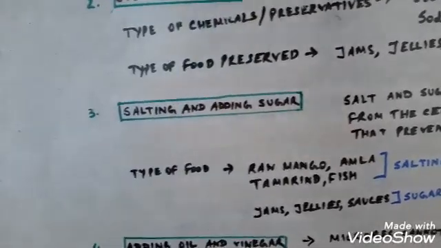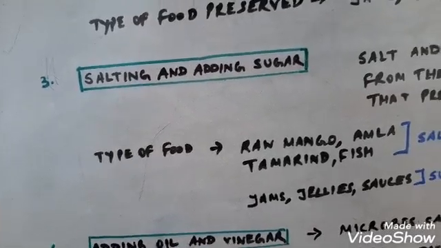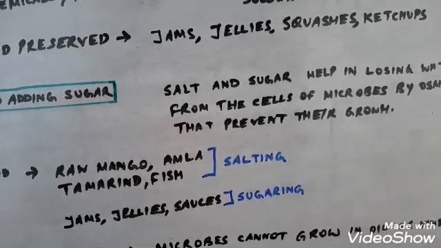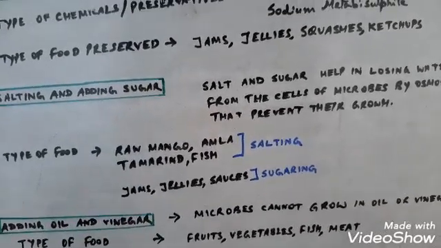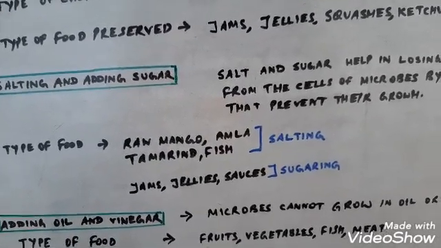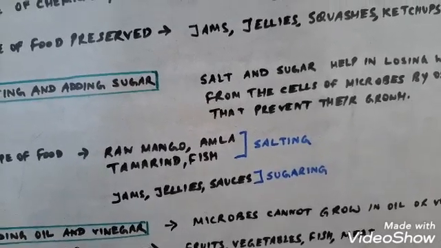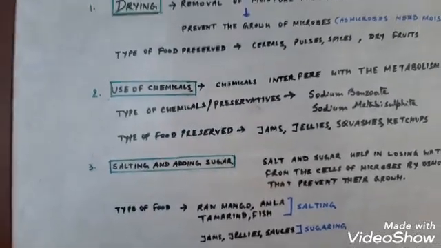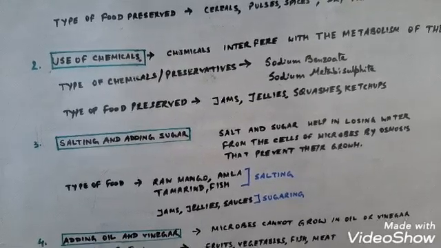The fourth type is adding oil and vinegar. Oil and vinegar are good preservatives. They are natural preservatives because microbes cannot grow in oil and vinegar. In this type of environment where there is oil and vinegar, microbes cannot find it easy to grow. So what types of food are generally preserved this way? They are fruits, vegetables, fish and meat. They are preserved by oiling. Okay, so this was the fourth type of preservation.